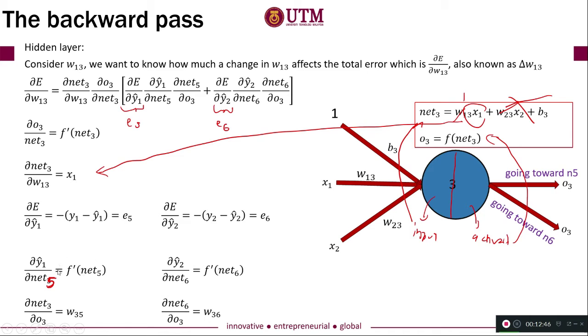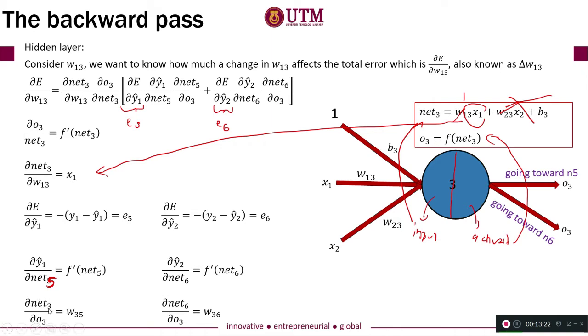Of course this one comes from the previous one as well. If you want to find del Y1 hat over del net 5, that is the derivative of the activation function inside neuron 5, where the input is net 5. It should be similar. It comes from the output layer derivation that we did before, when we wanted to find the gradient of every parameter involved in a neuron inside the output layers.